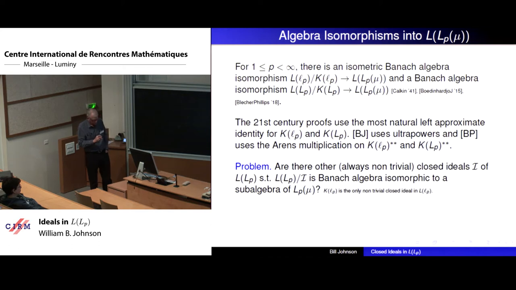Now, what about other ideals, as long as they have one? Well, there are no other closed ideals in the bounded operators on little LP. I've already said that, only the compacts. But for capital LP, as we'll see, there are some other ones. Are there other closed ideals for which you can have a Banach algebra isomorphism into the bounded operators on, this should be the bounded operators on LP, of course, not LP itself?